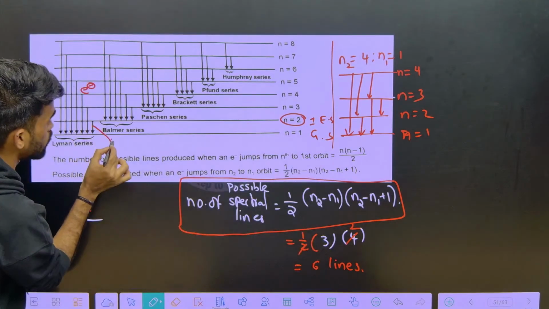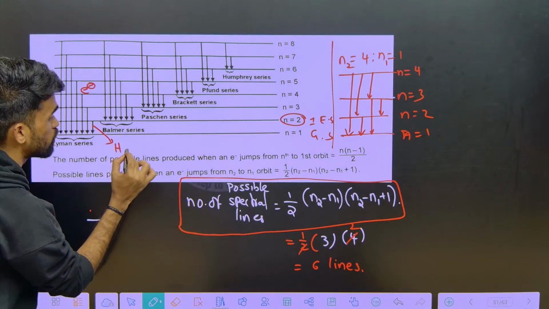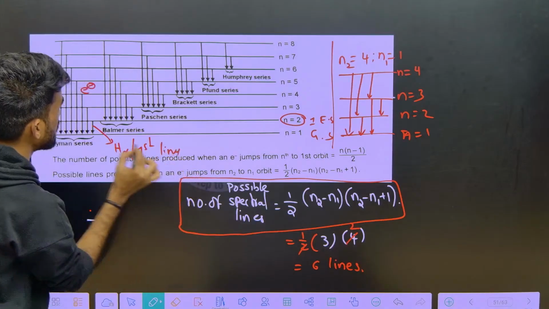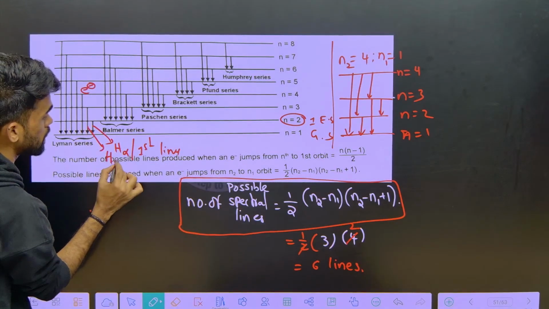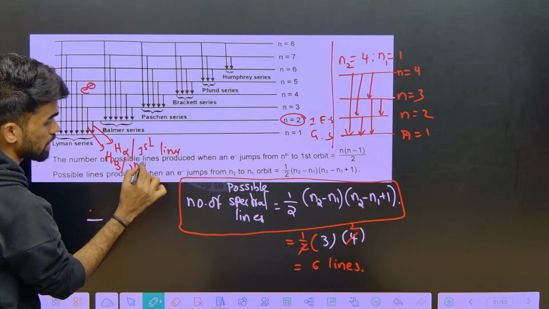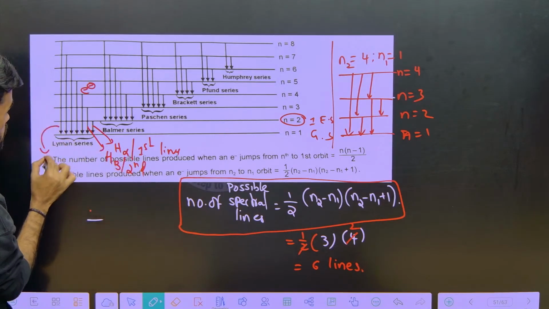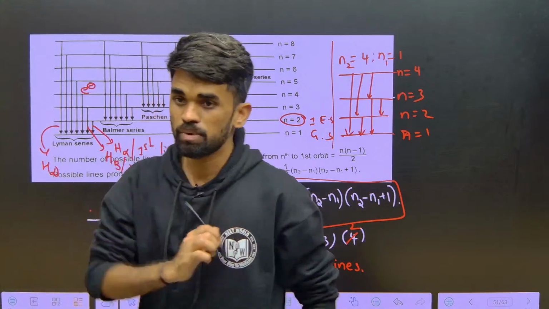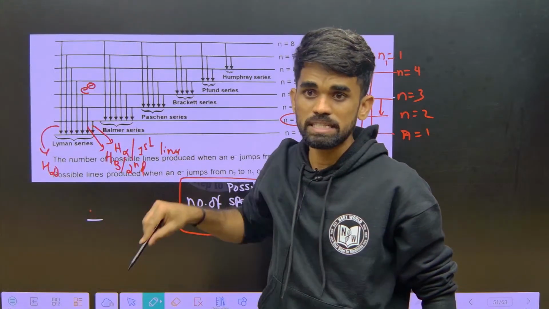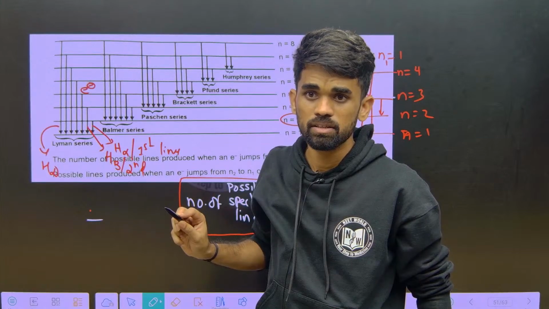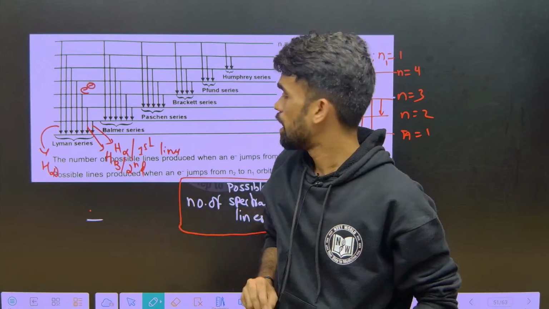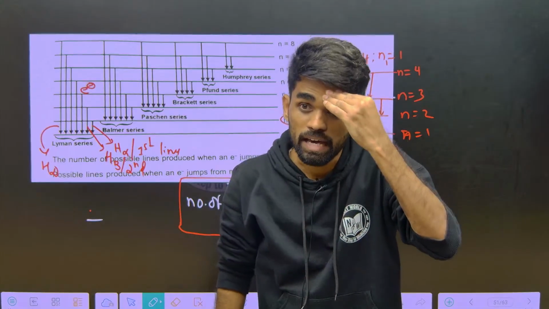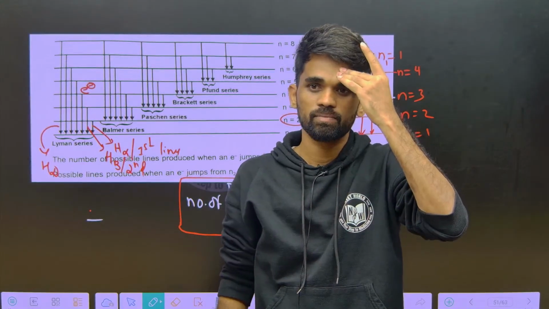This first line you are seeing now, you should call it H alpha line, or I can say first line. This second line you can call H beta or second line. Like that, this will become H infinite line or last line of the series, because from infinite level to first level it is falling. Then you can call it H infinite. Is that clear?